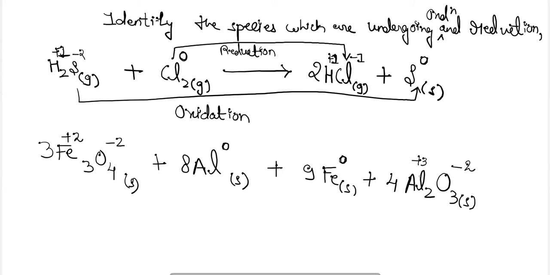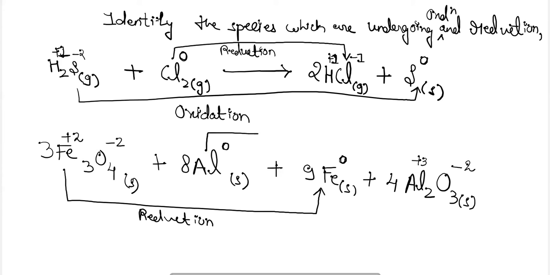Okay, so now let's observe where the oxidation has taken place and where the reduction has taken place here. In the case of iron, the oxidation state has decreased from +2 to 0. So it means that iron has been reduced here. The reduction process has taken place for iron.